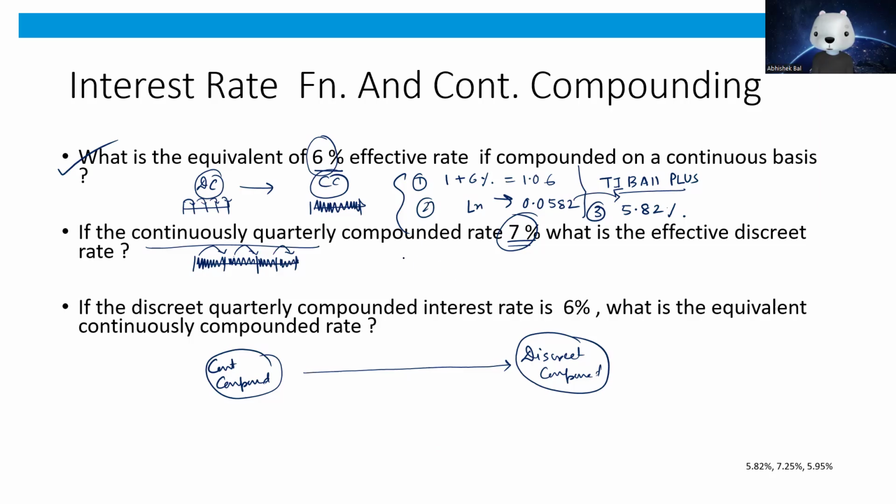Again, there are only 3 steps to be taken. The first step is to convert your 7% into decimal. So this becomes your 0.0. In fact, there are 4 steps to it, so to speak.